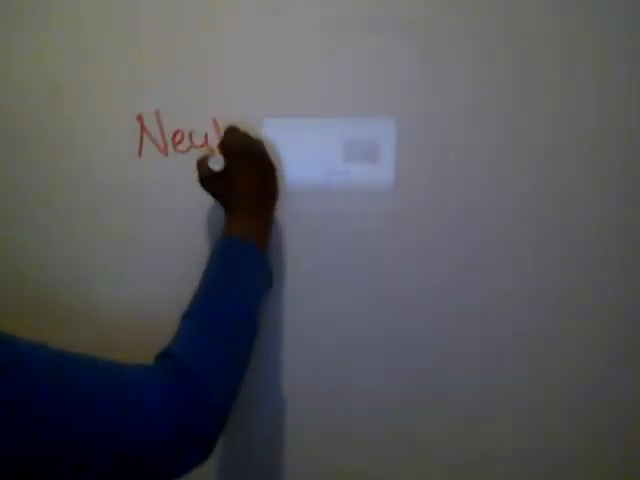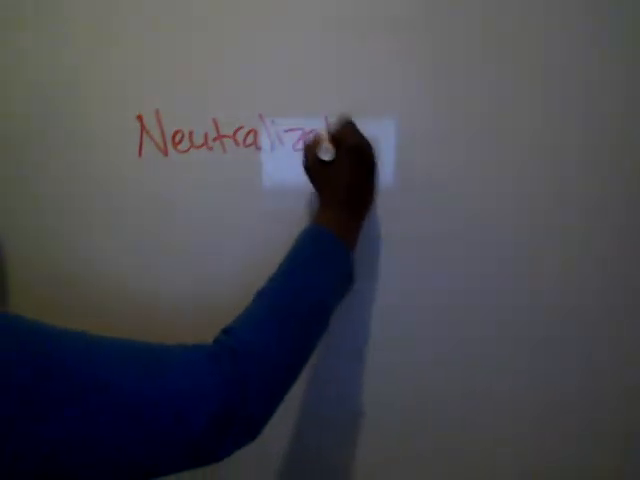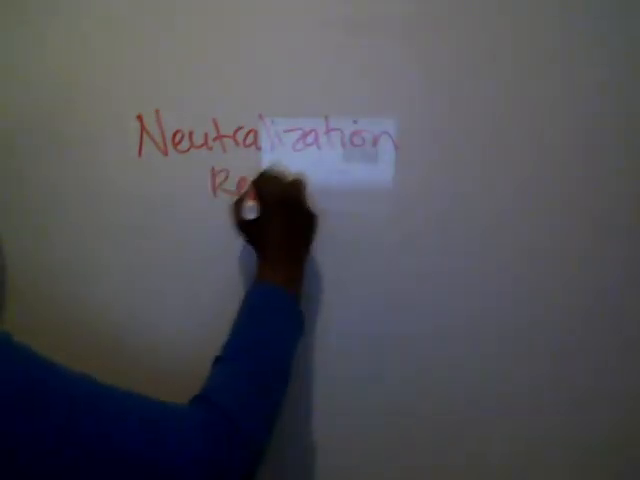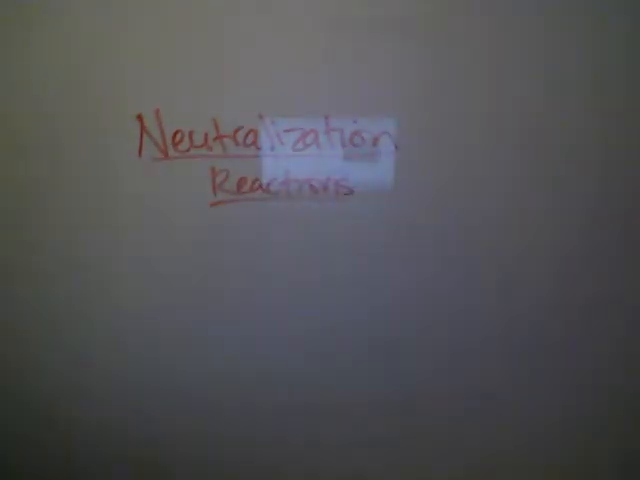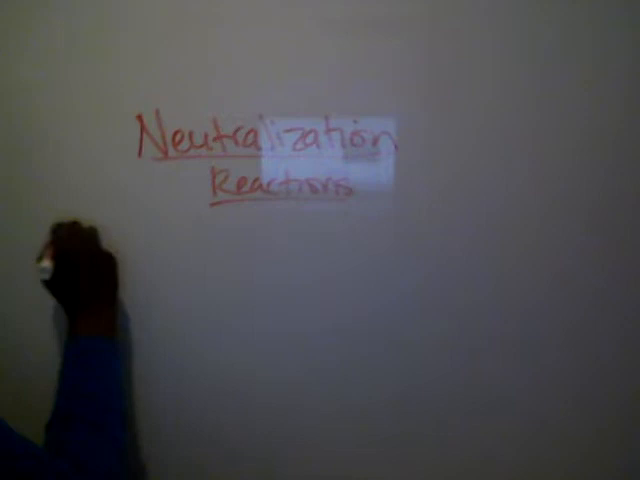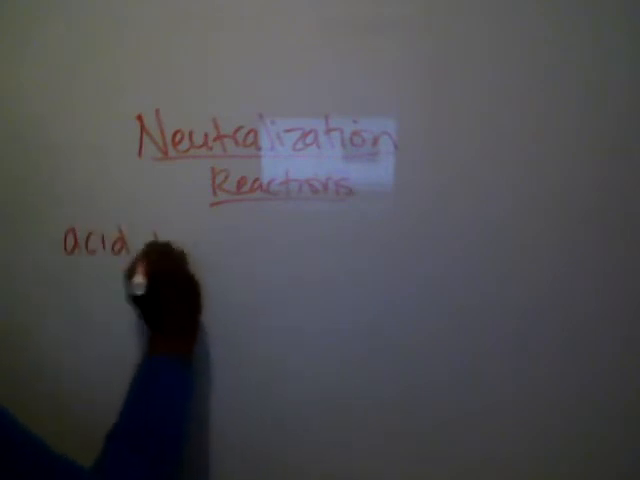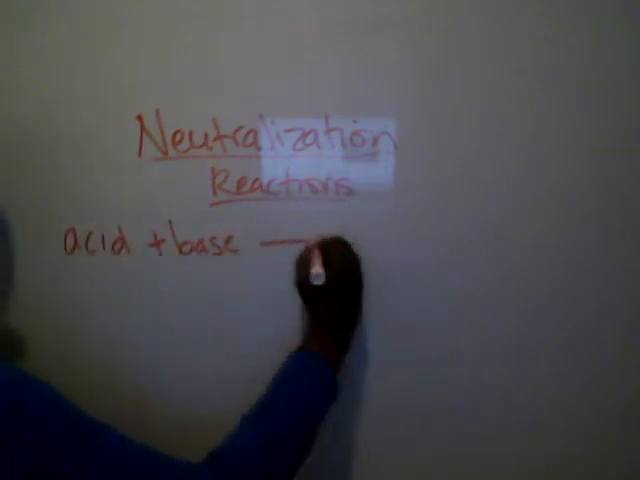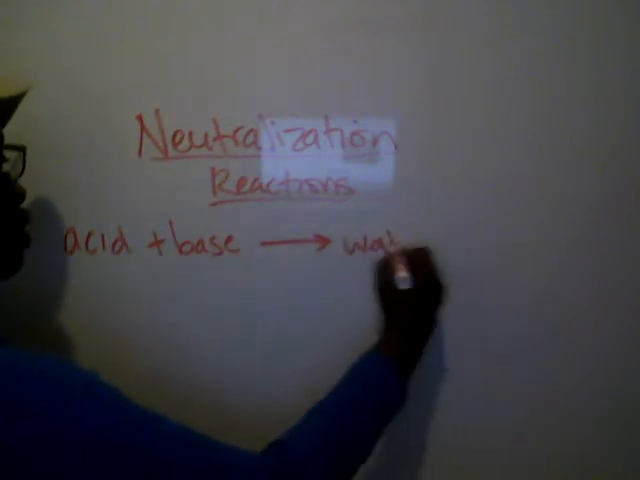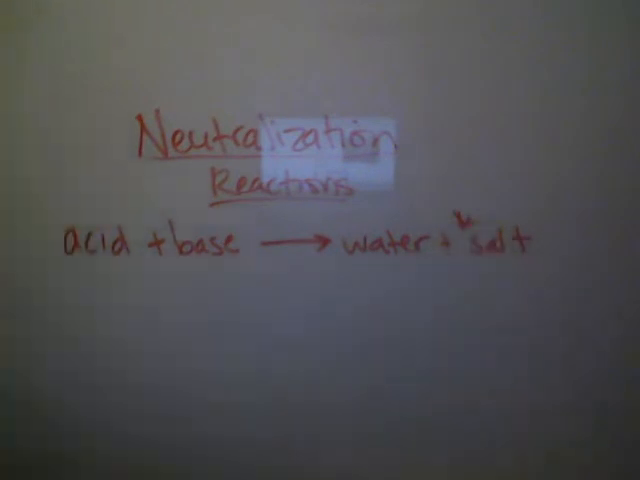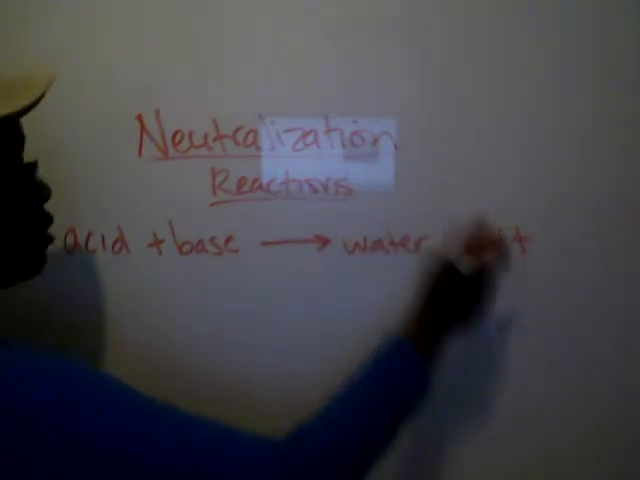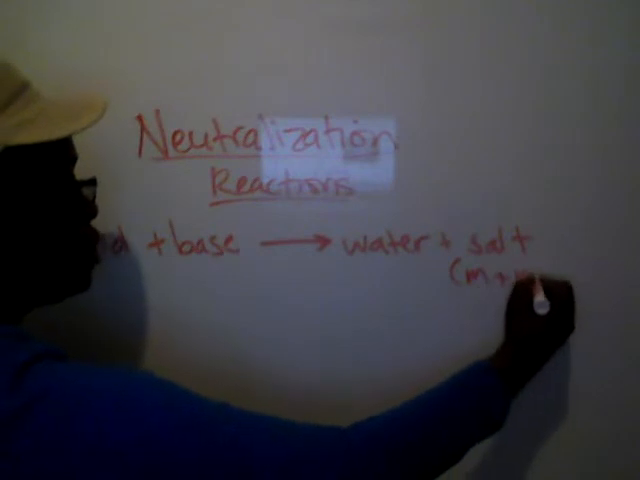So 19.4 deals with neutralization reactions. Actually, 19.4 and 19.5 deal with neutralization reactions. One thing to know about neutralization reactions, they are just special types of double replacement. Okay? And what we do for neutralization is we take an acid and a base, combine those together, and they always make water and a salt. Now, when we say salt, we don't mean NaCl. We mean an ionic compound. So a salt is technically any metal with a non-metal.